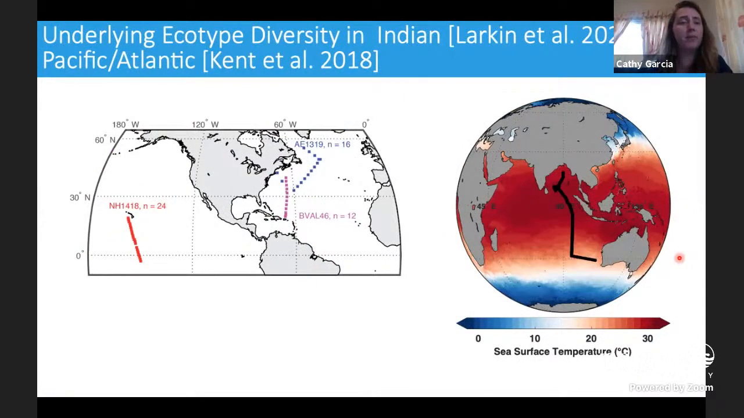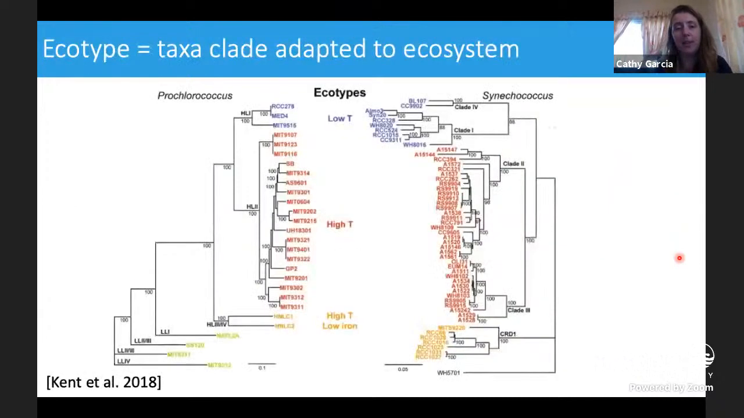Some of the underlying assumptions going into this were that there's this underlying ecotype diversity in both the Indian Ocean transect shown by Larkin et al. in 2020, but also in these other transects where we had both DNA samples and particulate organic matter samples in the Pacific and the Atlantic Ocean, shown by Kent et al. in 2018. And by ecotype diversity, there's this nice figure that Alyssa Kent showed in her paper.